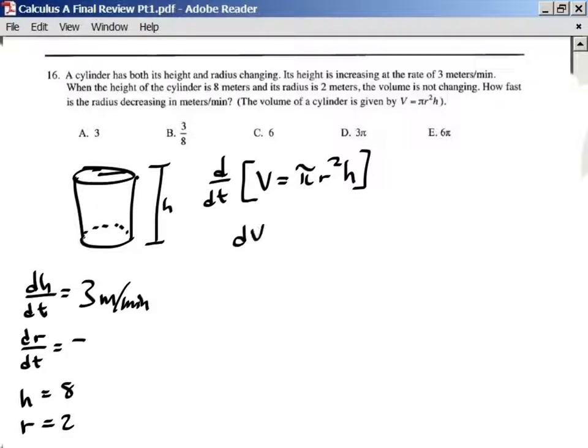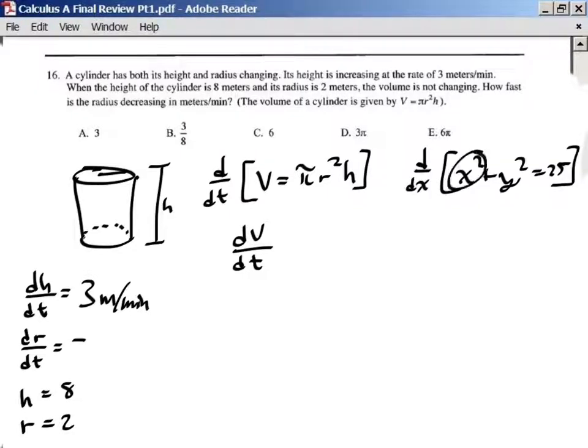We get dV over dt. It's kind of like, you remember implicitly deriving? Yes. When you derive implicitly, let's say we had x squared plus y squared equals 25. If we took the derivative of this with respect to x, this one is like a normal derivative. This one is not like a normal derivative. But when I take the derivative of this, you treat it like normal at first, but then you have to multiply it by dy over dx.